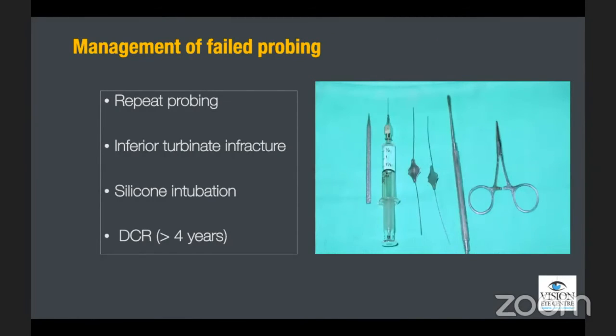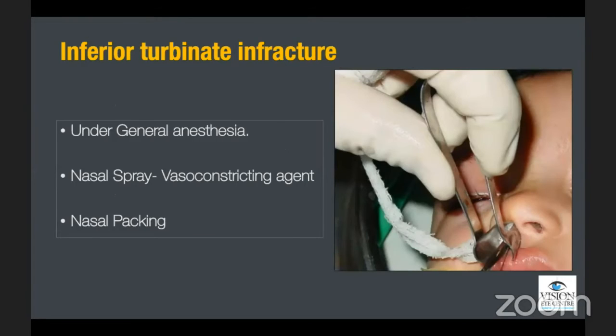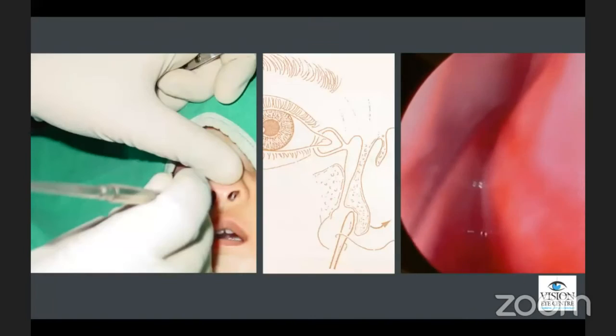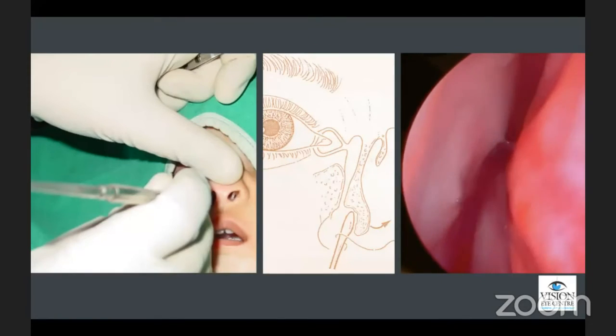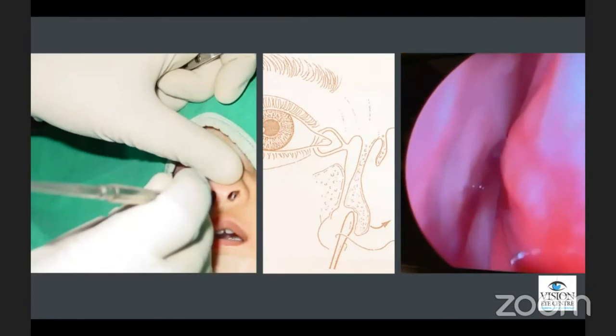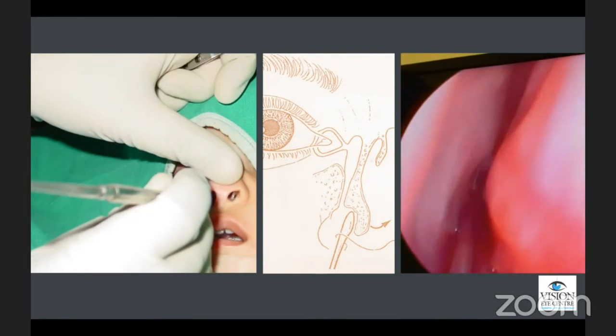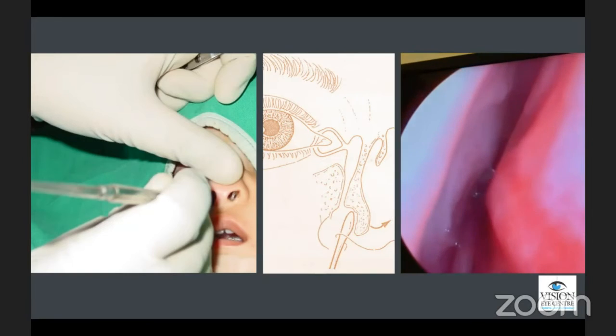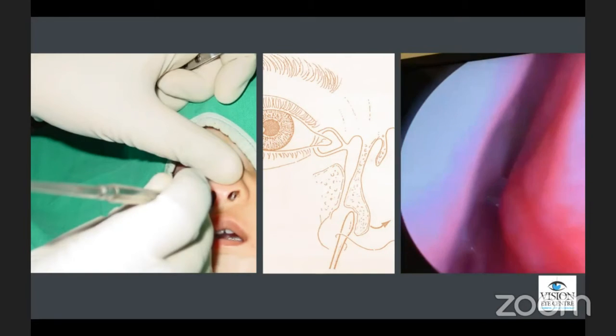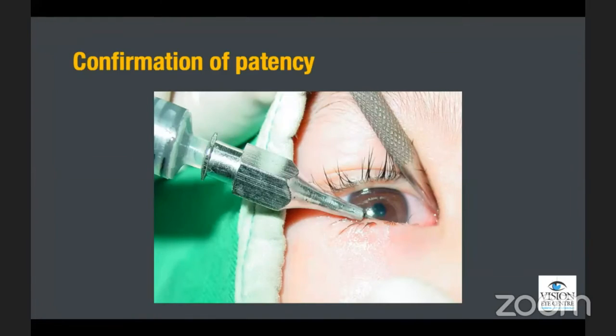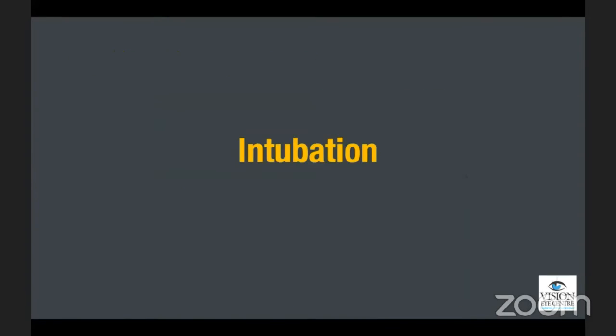So a failed probing can be managed, as I've mentioned before, by a repeat probing or an inferior turbinate infracture or silicone intubation or a DCR after 4 years. So inferior turbinate infracture, again, the same preparation is done. And a periosteal elevator is passed under visualization beyond the inferior turbinate, and the inferior turbinate is lifted and you generally hear a cracking sound at the end of the procedure. Again, after this, you do confirm patency by a syringing.